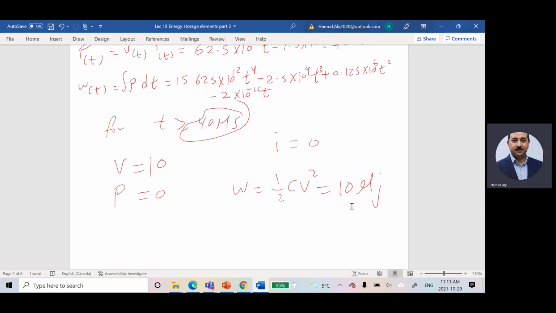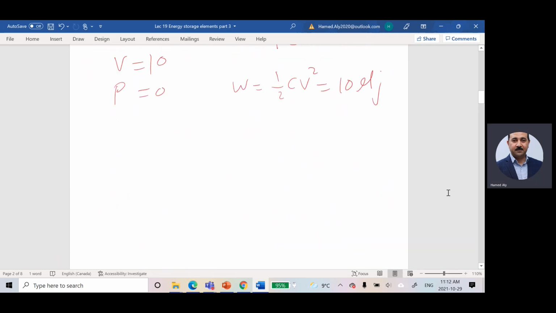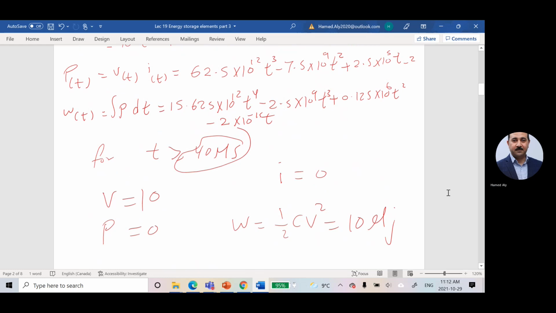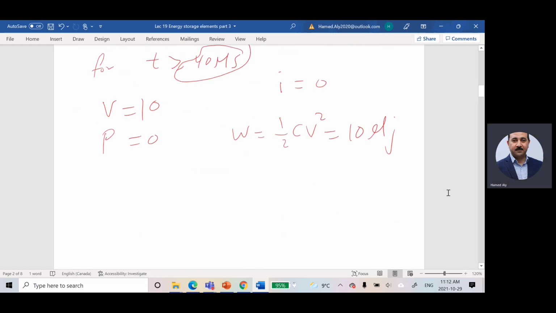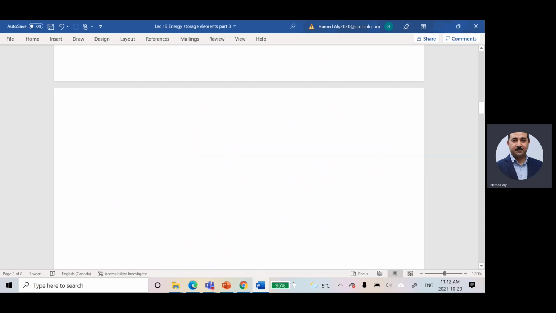Any other question, guys? Yes. After the time 40, the capacitor is like the full bottle of water, then we can use. Any other question for this problem? Let us talk about another problem, which will be the last problem in that part.